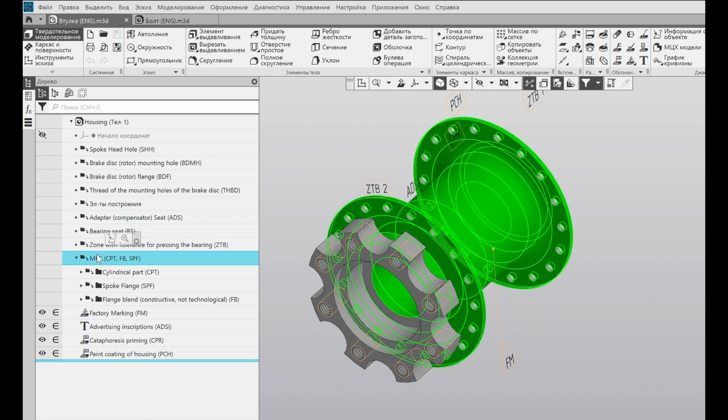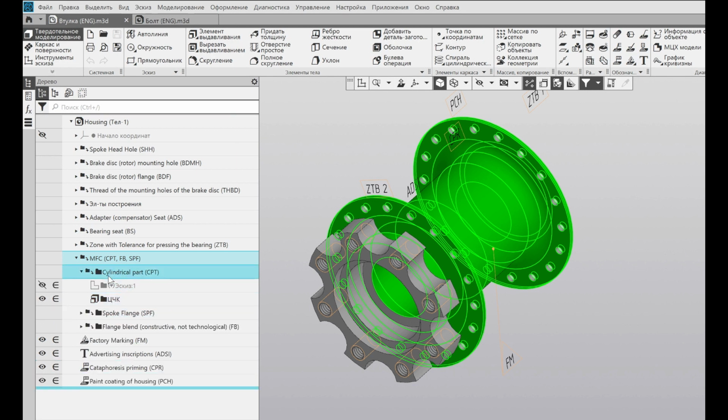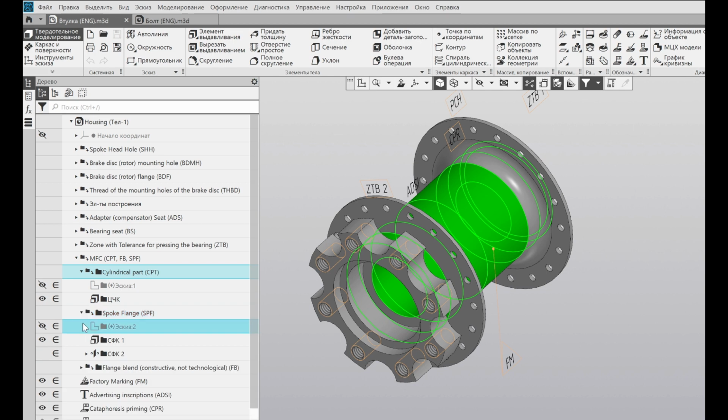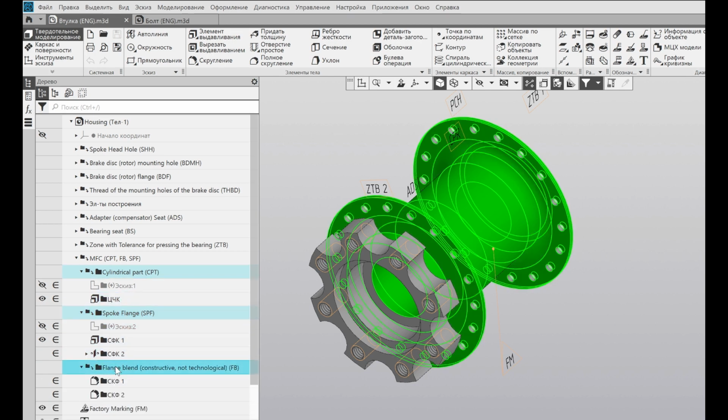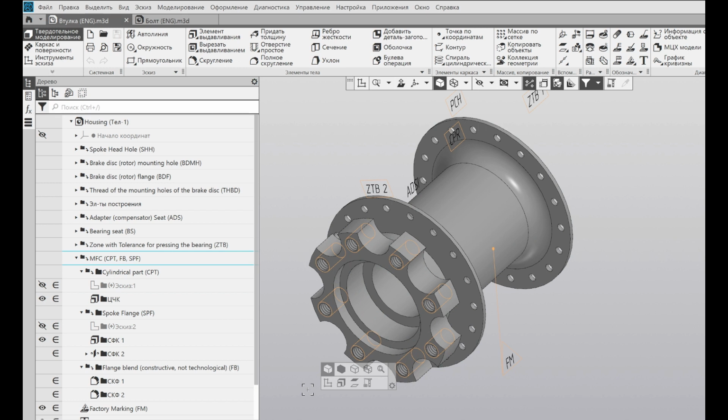The main function carrier in this case will consist of 5 lower level function carriers, which include the cylindrical part, 2 flange blends, and 2 spoke flanges. Further, in accordance with the layout or placement method of function formulation, holes, seats, freights, etc. will already be placed or laid out on the main function carrier.